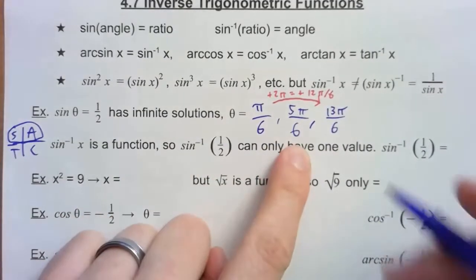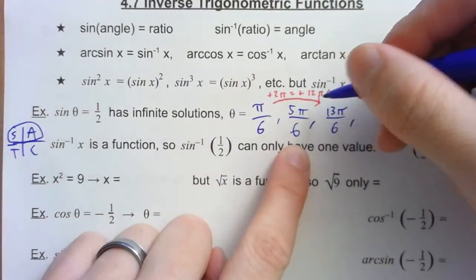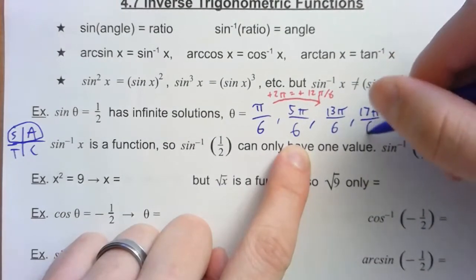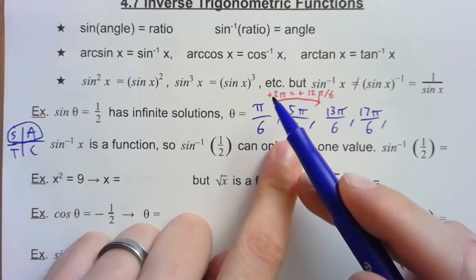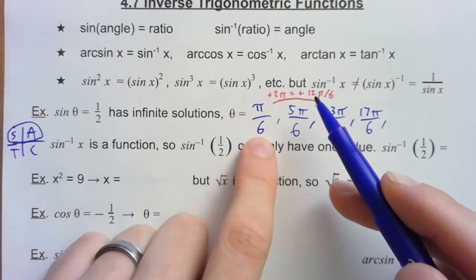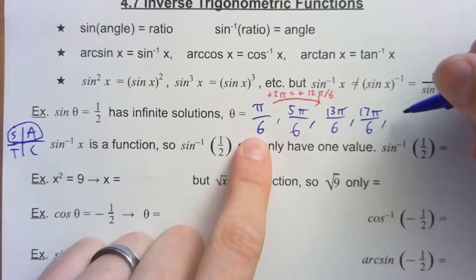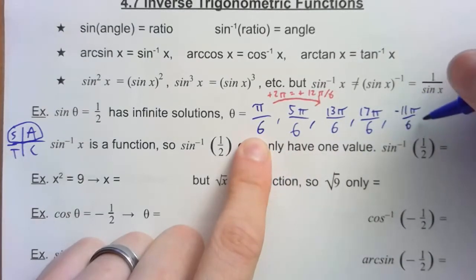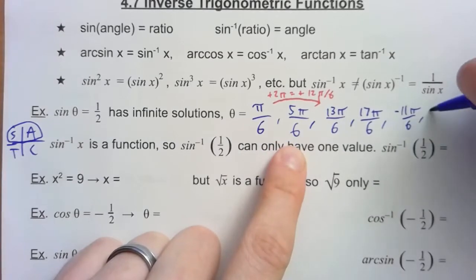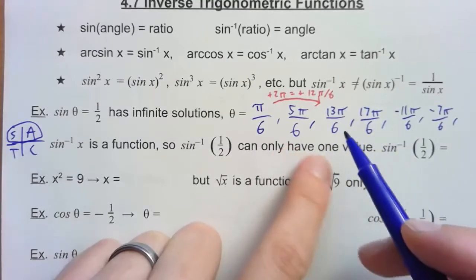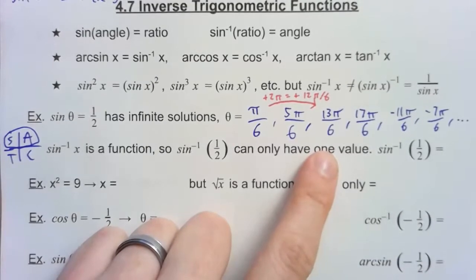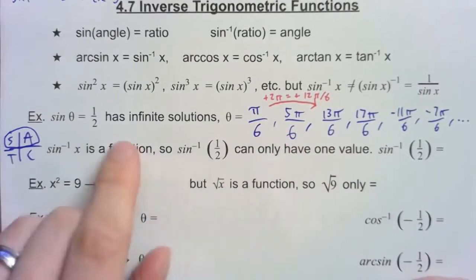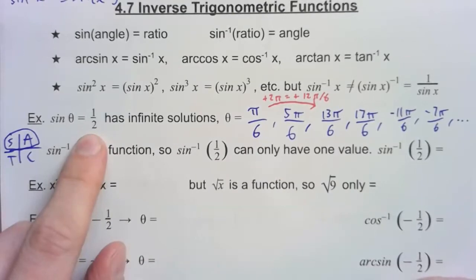Okay? I could find a coterminal angle for 5 pi/6. I could add 12 pi/6, get 17 pi/6. Okay? I could do negative angles. I could subtract. Instead of adding 2 pi, I could subtract. Let's subtract 12 pi/6. If I subtract, I'll get negative 11 pi/6. Subtract 12 there, I'll get negative 7 pi/6. And we could keep doing it, right? You could keep adding full circles. You could have 25 pi/6, 37 pi/6. You could keep going on forever. There would be an infinite number of angles that have this sine value.